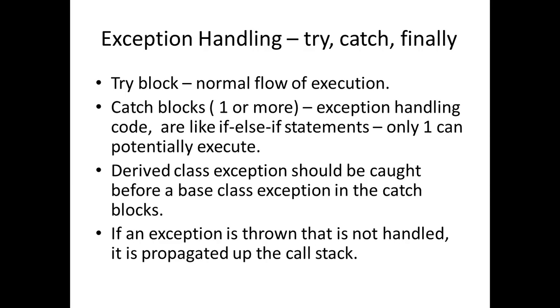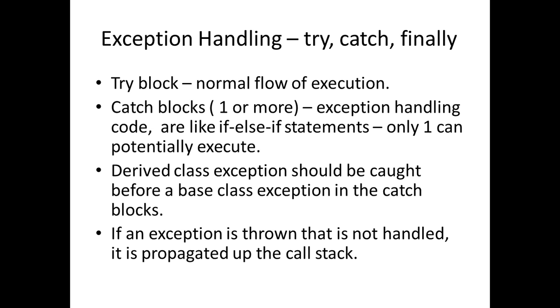If something bad happens during the normal flow of execution, then you have what are called catch blocks, where you handle the exceptions generated in the try block. In the catch block, you can have one or more of those, and this is where you have the exception handling code. And these catch blocks are like if-else-if statements. So only one of them can potentially get executed. Like in if-else-if statements, only one can execute, right? Similarly, in catch blocks, only one can execute. Once it catches an exception, it will not go to the other catch blocks.